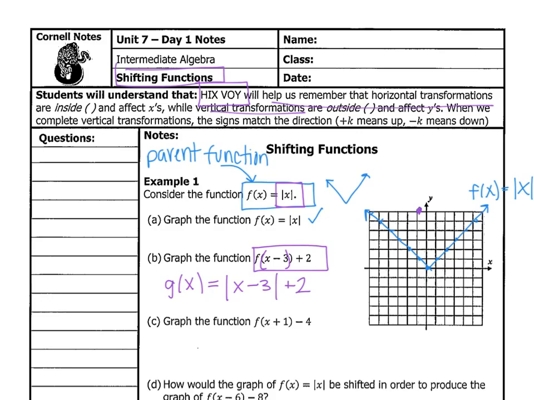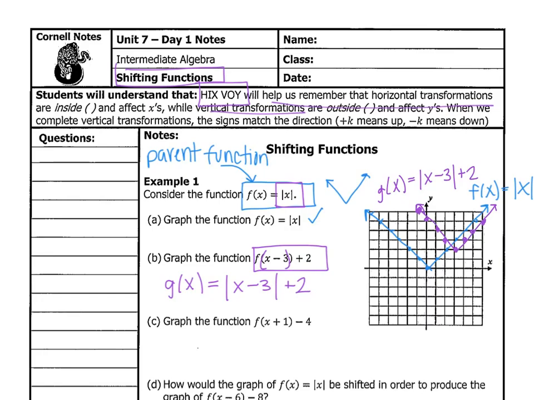And again, if you have different colors, it's helpful to use them. I'm choosing to do this second one in purple. Then we have 0, 5, 1, 4, 2, 3. Then we have 3, 2. And now we're going to start going back upwards. 4, 3, 5, 4, and 6, 5. That's as far as we can go. Now this time we're going to choose to label this as g of x equals absolute value of x minus 3, close the absolute value, plus 2.